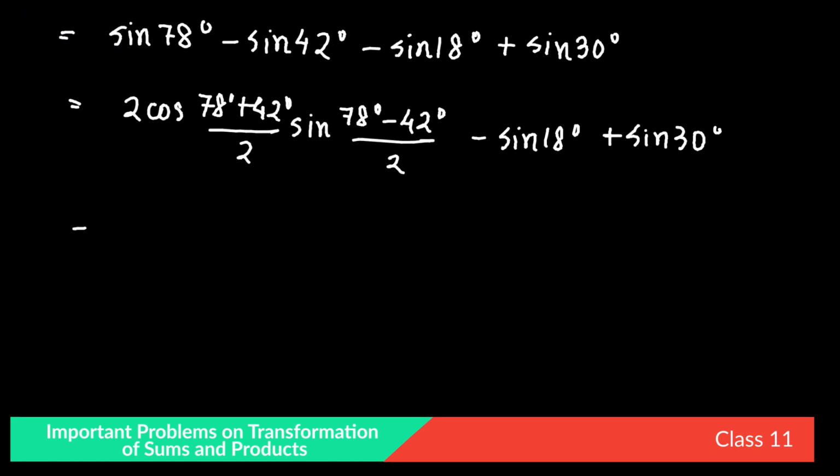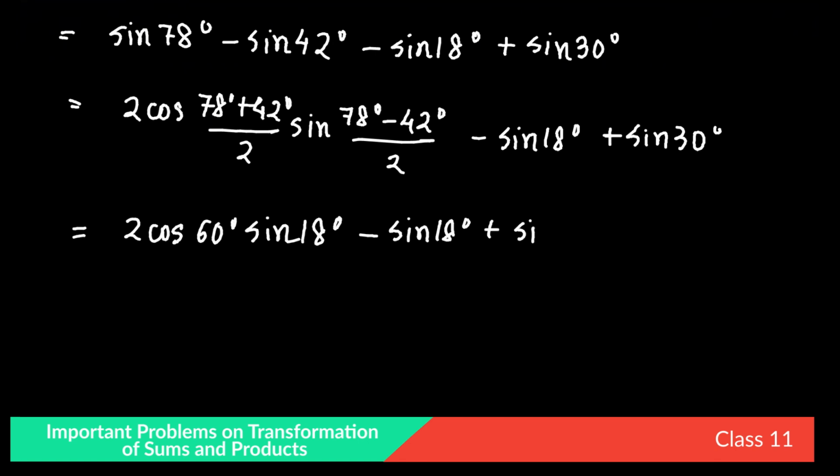Okay. So it is actually what? 2 cos of 78 plus 42 means 120 by 2, that means 60 degree. And it is sine of 78 minus 42, that means actually 36, 36 by 2, that means sine 18, minus sine 18 we have, plus sine 30.